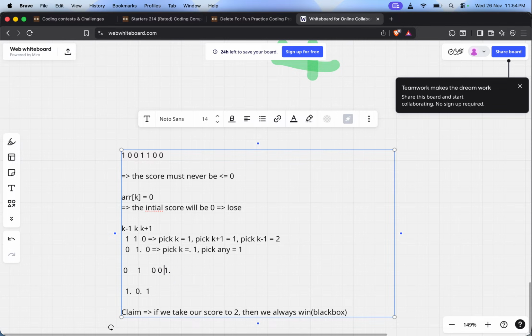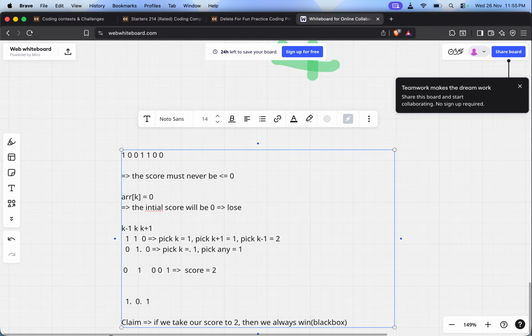Alright, at the end, if all the values are 0, then pick them all. And at the end, we have final score as 1 and we just win. But what if 1 appears? Just pick all these zeros. Then if our turn is odd, then pick this 1. If our turn is even, then pick this 0 to the left and then pick this 1. Alright. In this way, our score is 2, at least 2. And we have a black box in our mind that if we can make our score 2, then we always win.